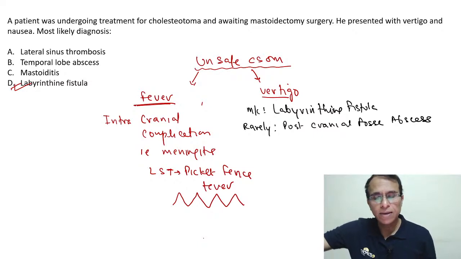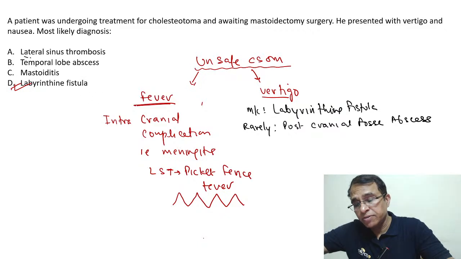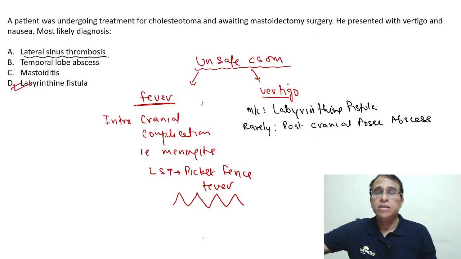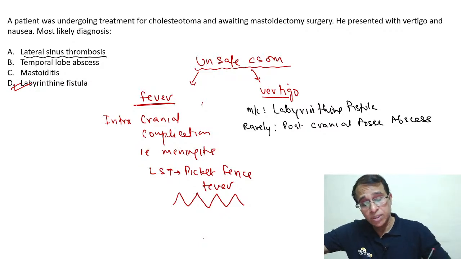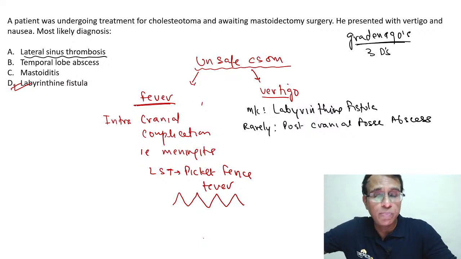Right. Okay. Now, the most important complication of unsafe CSOM, they ask you about labyrinthine fistula very commonly, because it has signs: Gray Singer sign, Tobey Ayer sign, Crow Beck sign, Delta sign. A lot of signs are there, and that's why it is important. And Gradenigo syndrome is another important complication they ask in the exam, because Gradenigo syndrome has 3 Ds, DDD: discharge, deep pain, diplopia.